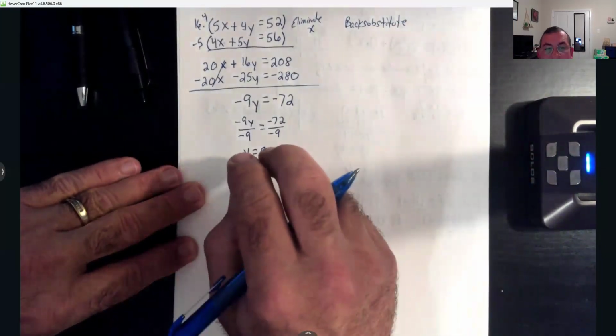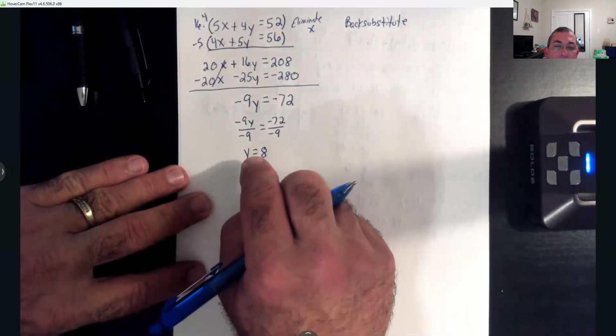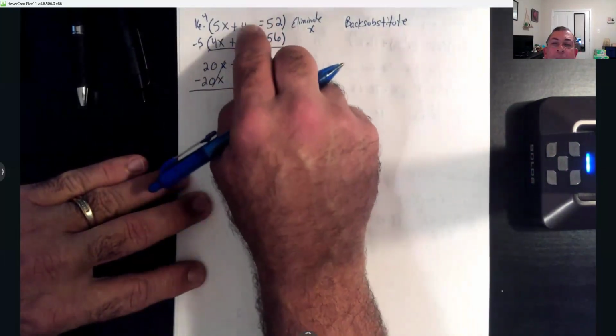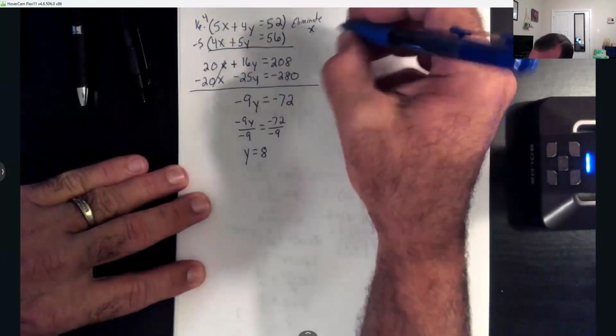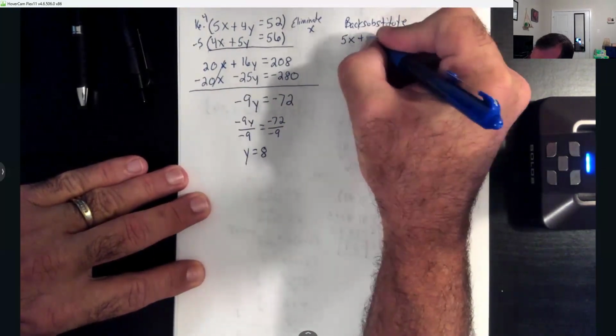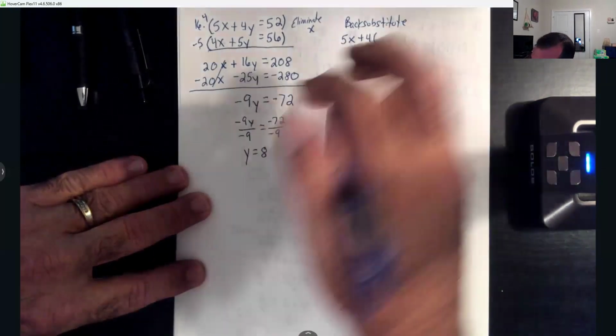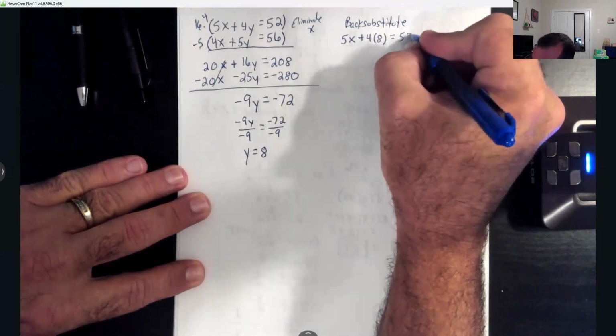And remember, you always back substitute into the system where you got your answers. So I'm going to back substitute into one of these two. So I know my y. So I'm going to use the first one. I know that 5 times x plus 4 times y, which is 8, that has to equal 52.